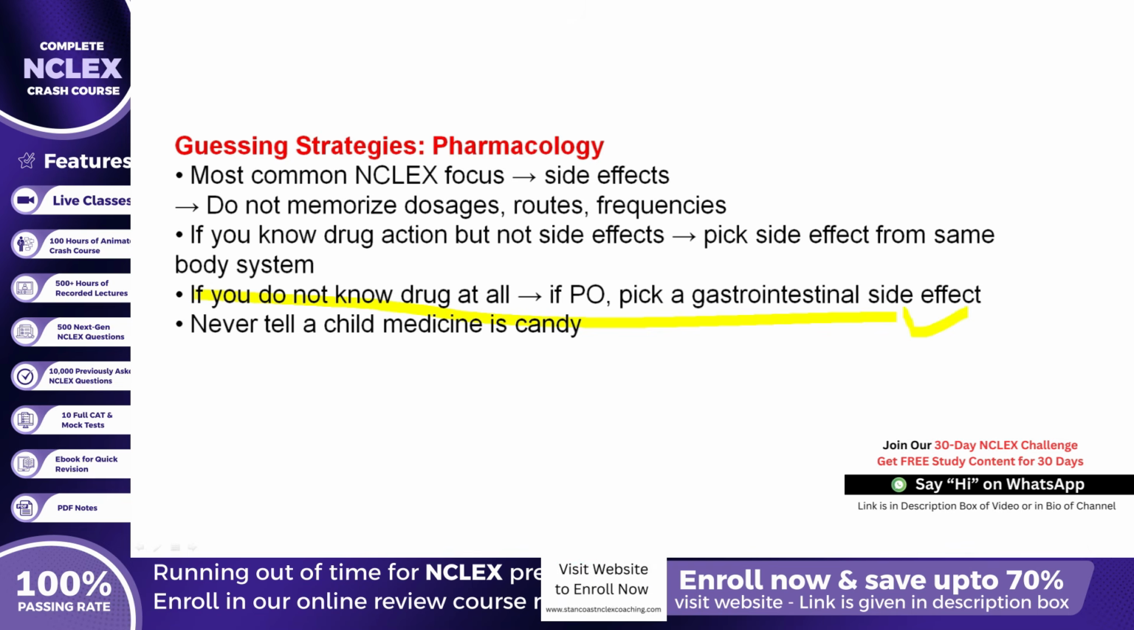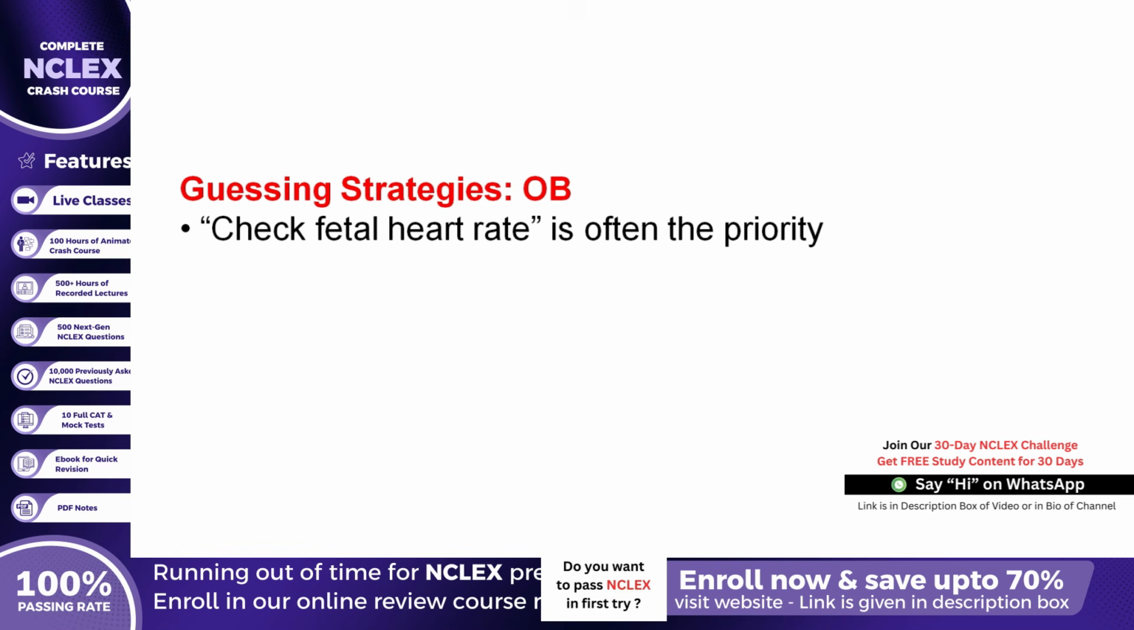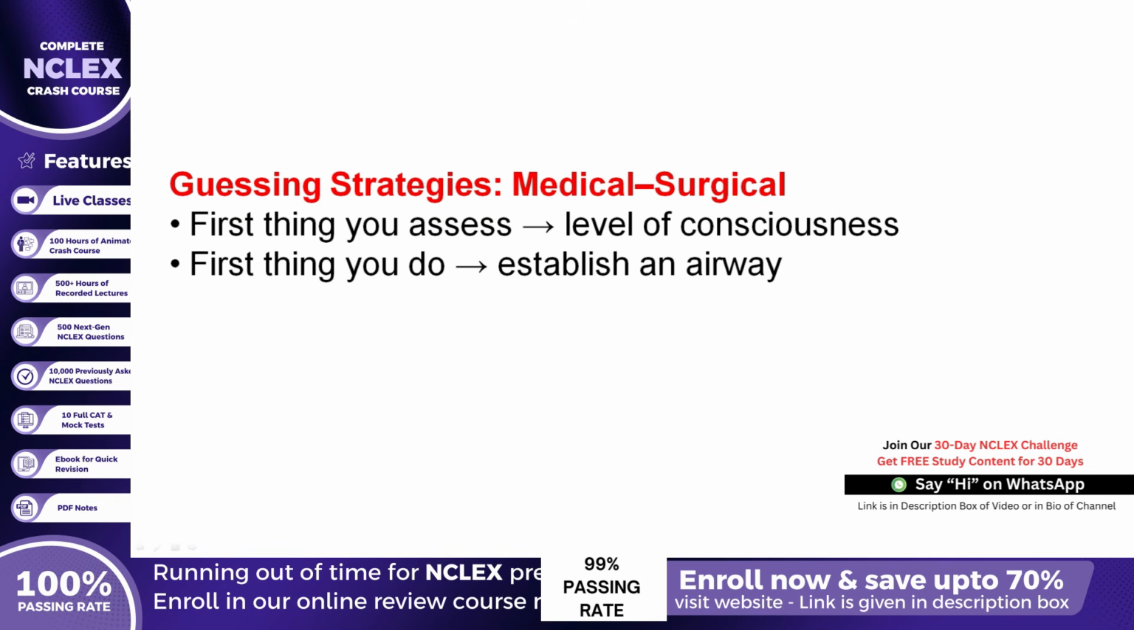As we begin with guessing strategies for obstetrics, remember that check fetal heart rate is often the priority. And that simple idea can guide many NCLEX questions when everything else seems equal. Now moving into medical surgical guessing strategies, the first thing you assess is the level of consciousness. And following that principle, the first thing you do is establish an airway, which keeps you aligned with safety and priority sequence on the NCLEX.